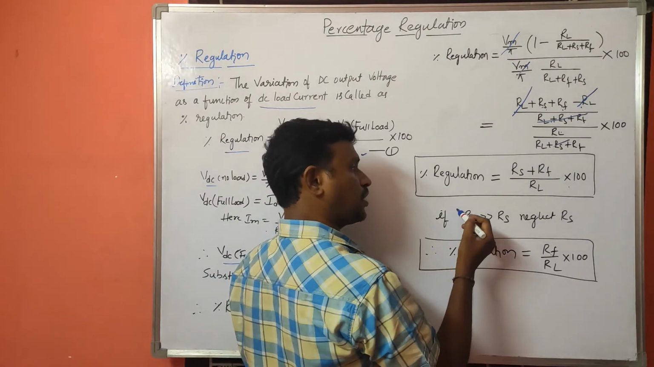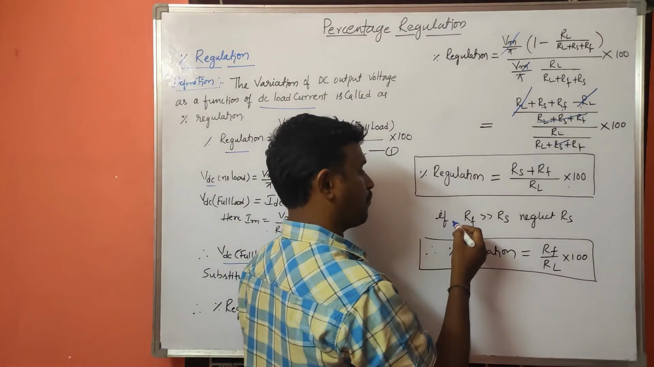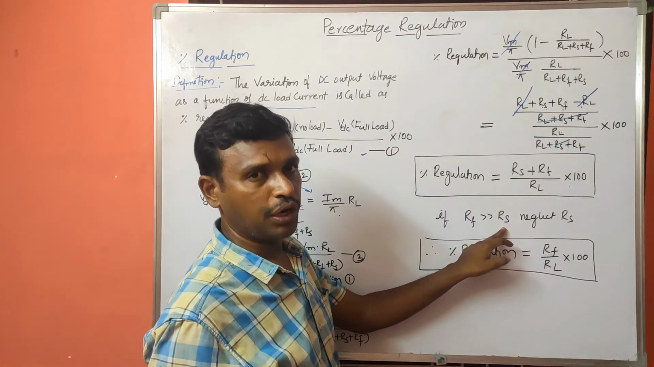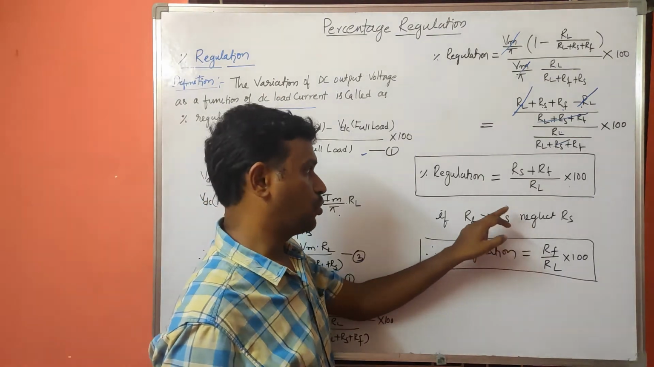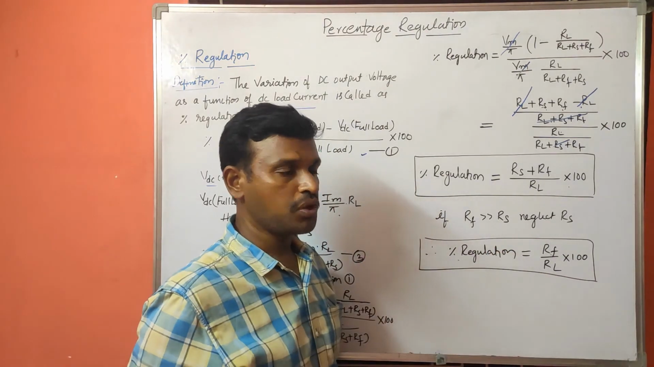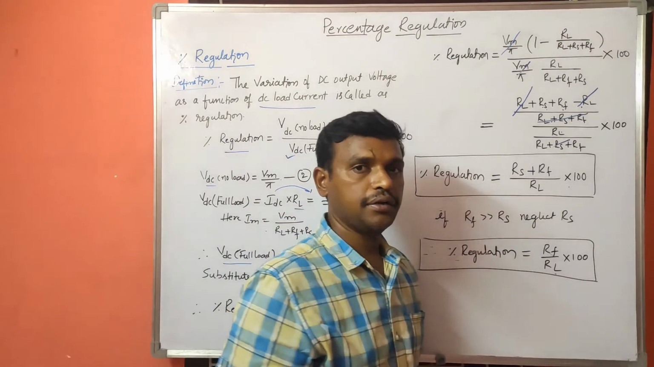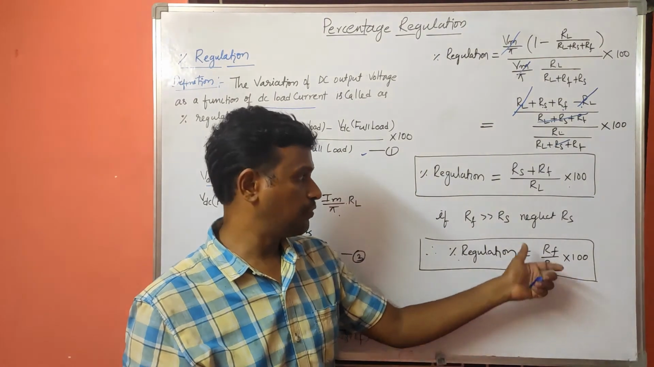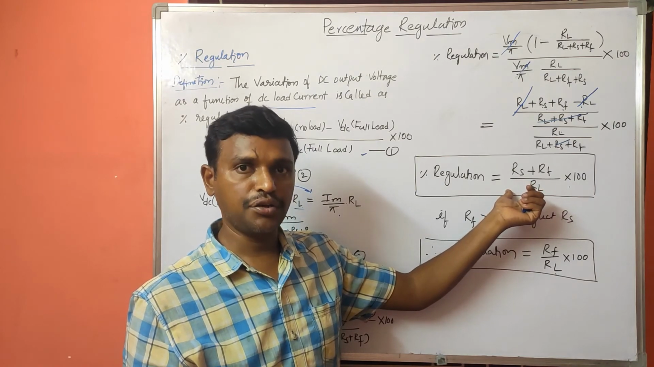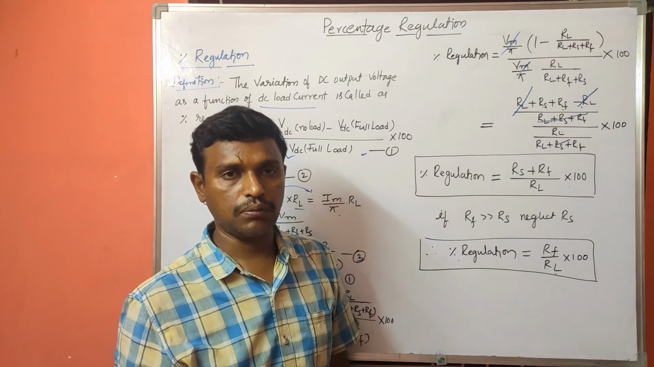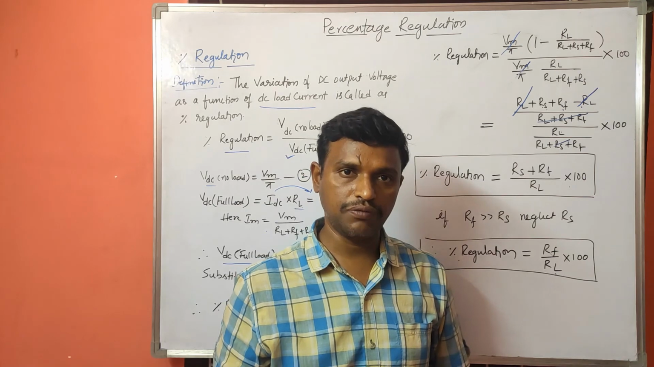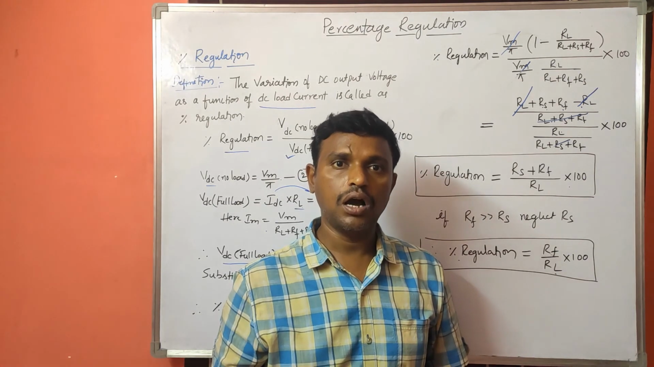Okay, if we consider another assumption, that Rf is much greater than Rs, the secondary winding resistance, and you neglect Rs, then only Rf will be there. Therefore percentage regulation is equal to Rf by RL into 100. This is the percentage regulation if you neglect the Rs value. Otherwise we have the complete equation, Rs plus Rf by RL into 100, that is the percentage regulation. So this is about the calculation of efficiency, transformer utilization factor, and the percentage regulation of a rectifier.